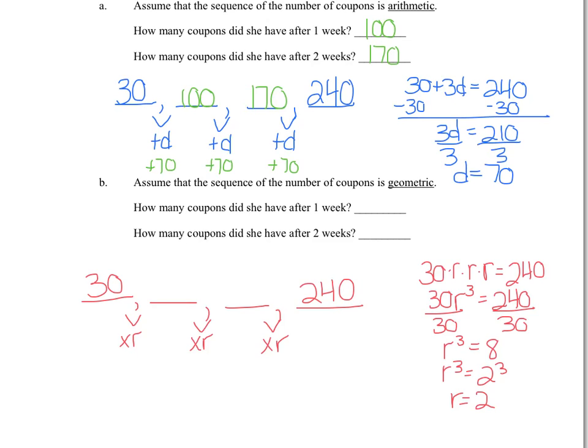So that means that we're going to be multiplying by 2 each time. 30 times 2 is 60. 60 times 2 is 120. And 120 times 2 is 240. So she had 60 coupons after week 1 and 120 coupons after week 2.